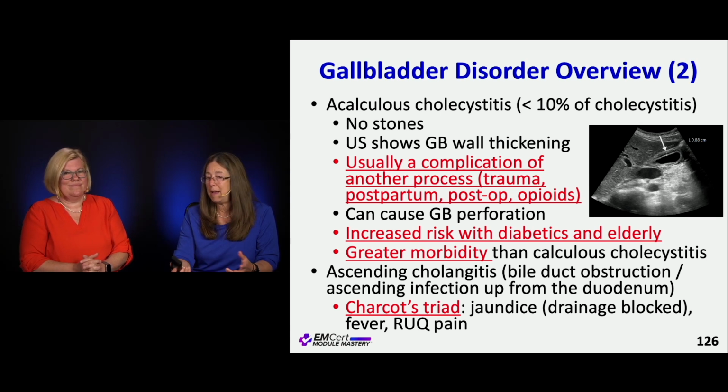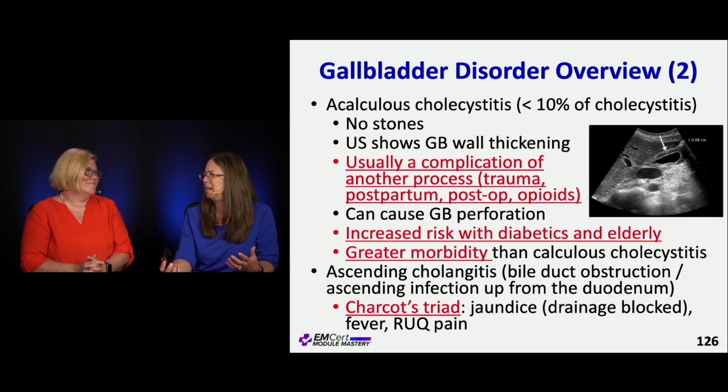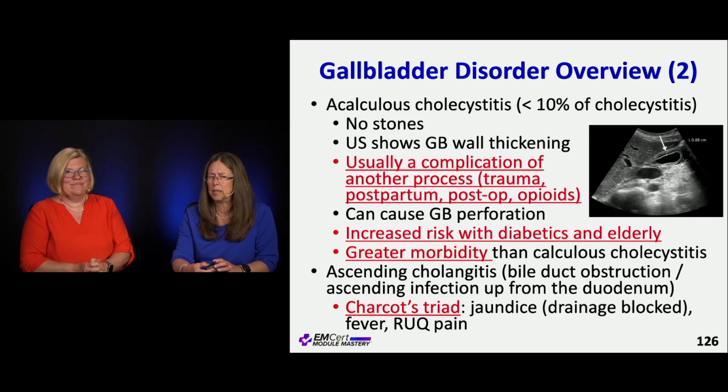Now, this triad, any of these triads, like Beck's triad and Charcot's, all these triads, we don't ever get the triad. We get like one or two. You read about the triad. You know the triad. But in real life, it doesn't seem to pan out. What we get in real life with ascending cholangitis is fever and right upper quadrant pain and maybe looking really sick. The jaundice doesn't happen as often as it would be lovely, but it just doesn't happen as often. So you just worry in that sick-looking person who has either acalculous or calculous cholecystitis.